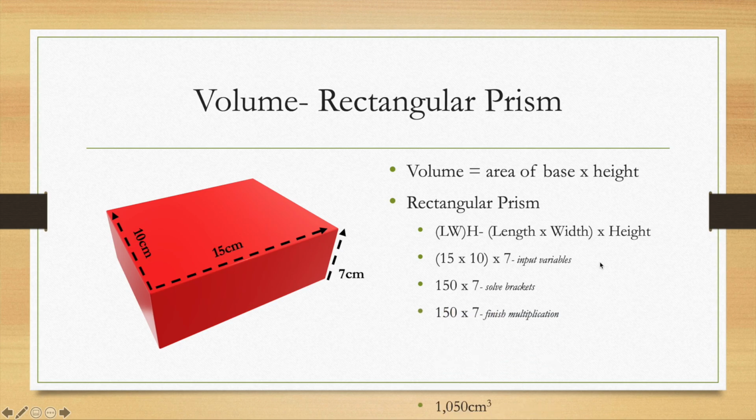So we're left with 1,050 centimeters cubed. Now we measure them in cubed because it is a 3D measurement as opposed to squared, which is a 2D measurement.